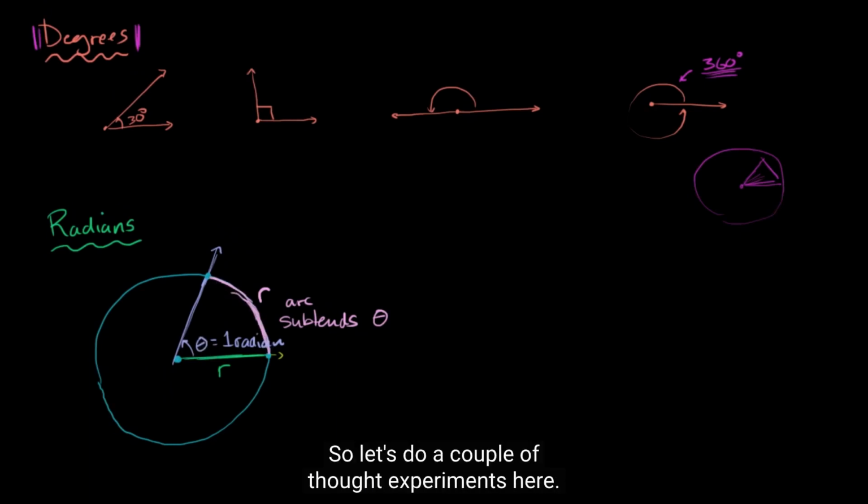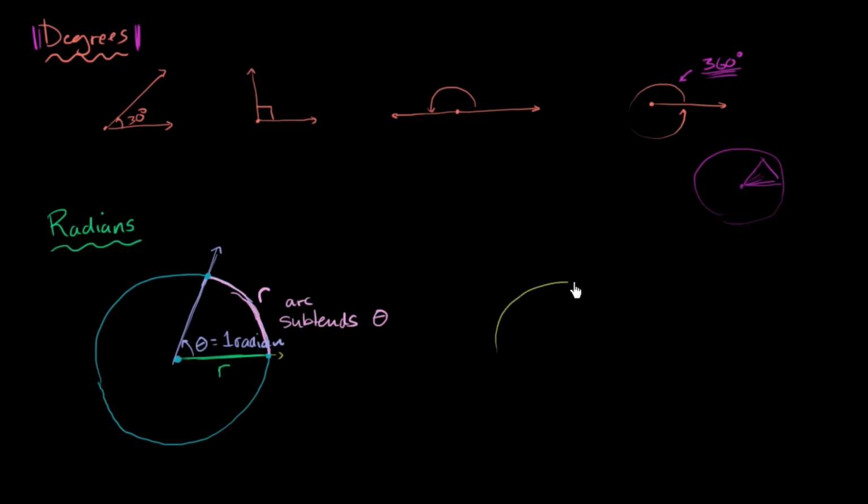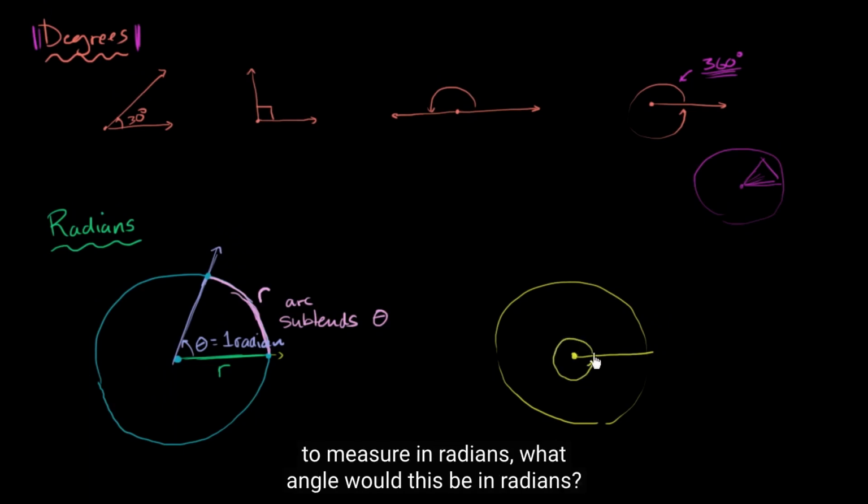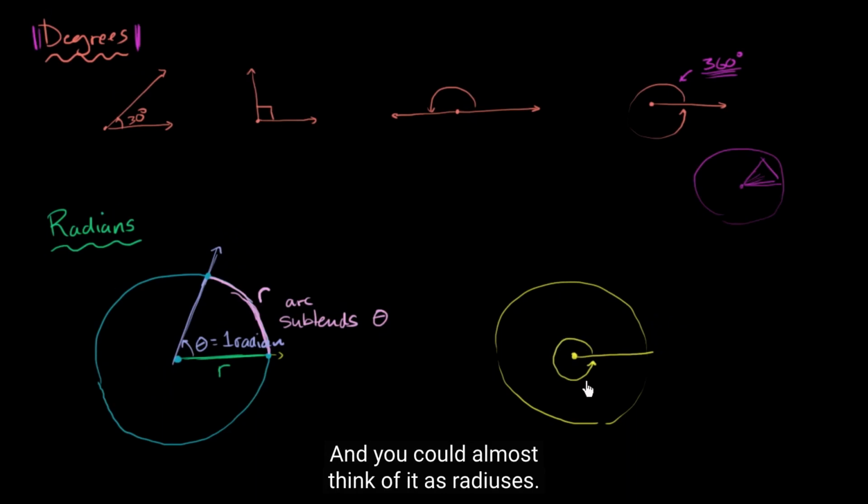So let's do a couple of thought experiments here. Given that, what would be the angle in radians if we were to go, so let me draw another circle here. That's the center. We'll start right over there. What angle, if I wanted to measure in radians, what angle would this be in radians? And you can almost think of it as radiuses. So what would that angle be?